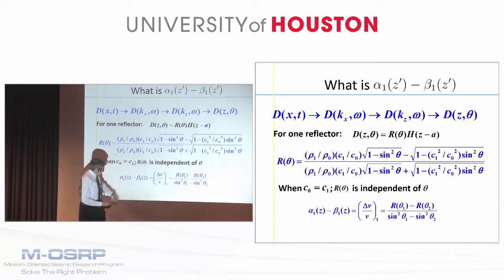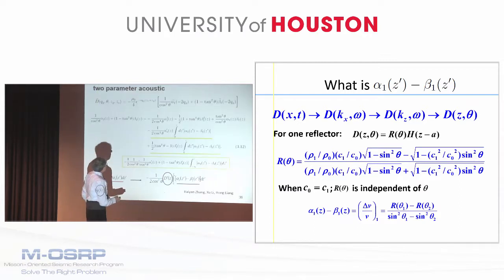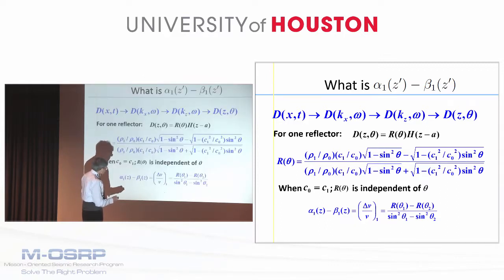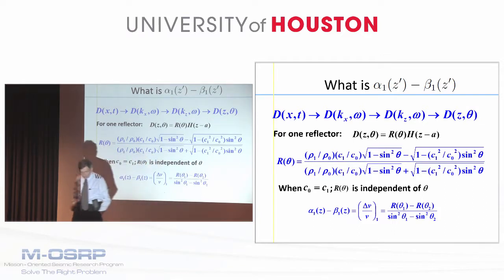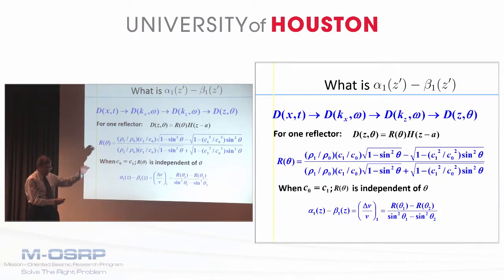What is alpha 1 minus beta 1? If you go back and solve that equation for alpha 1 and beta 1, you get a formula that says alpha 1 minus beta 1 is r of theta 1 minus r of theta 2 divided by sine squared theta 1 minus sine squared theta 2. Just do the algebra: r of theta 1, r of theta 2, two equations, two unknowns, solve for alpha 1 and beta 1, and then subtract them. You'll get this formula. So what does it say?